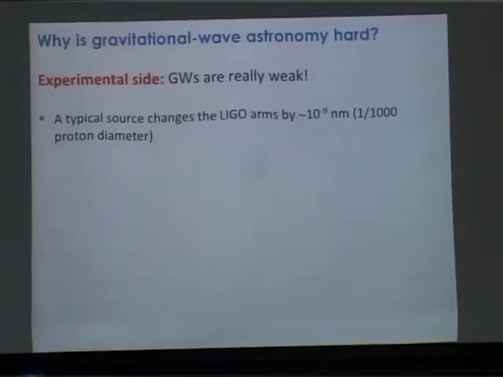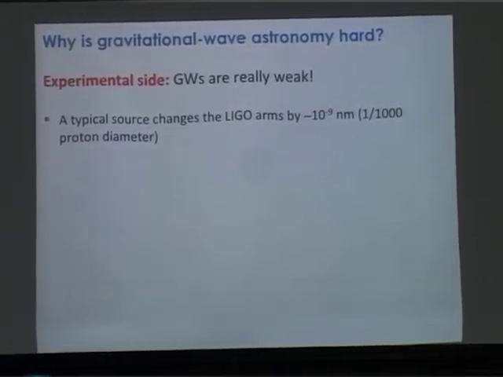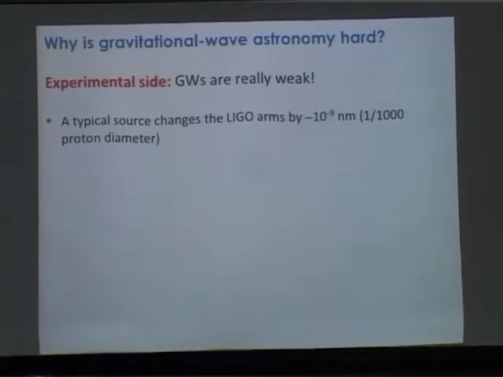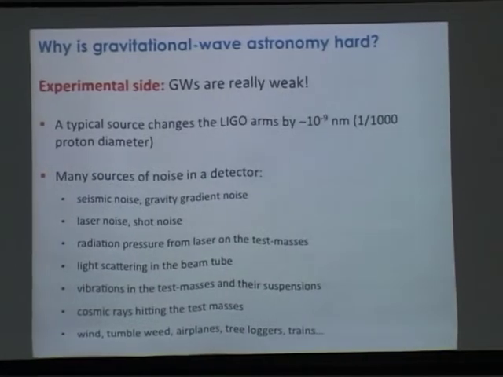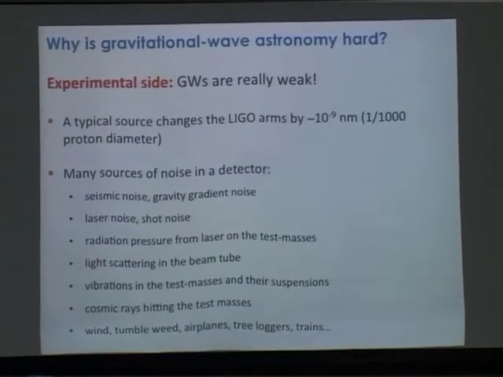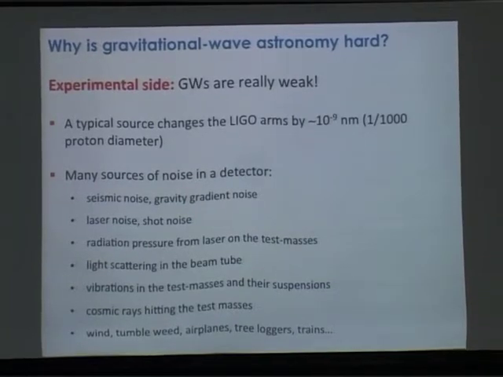Okay, so what's the challenge in gravitational wave astronomy? So on the experimental side, the challenge is that, for these sources I described, the typical distance by which a source is going to move the LIGO mirrors is basically a nanometer. Okay, so it's a really, really tiny displacement that we're trying to measure. And on top of that, there's all these various sources of noise in the detector which obscure our signal. So experimentally, it's a very difficult challenge.